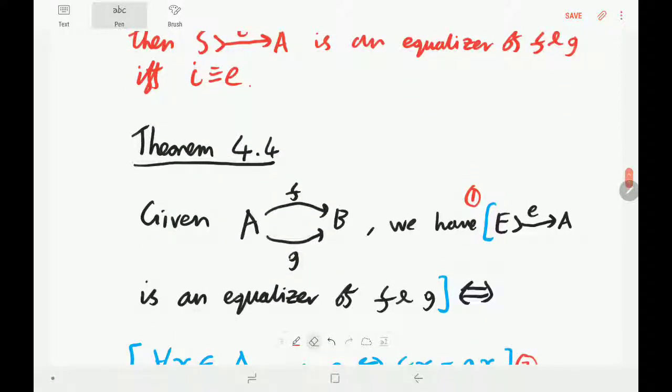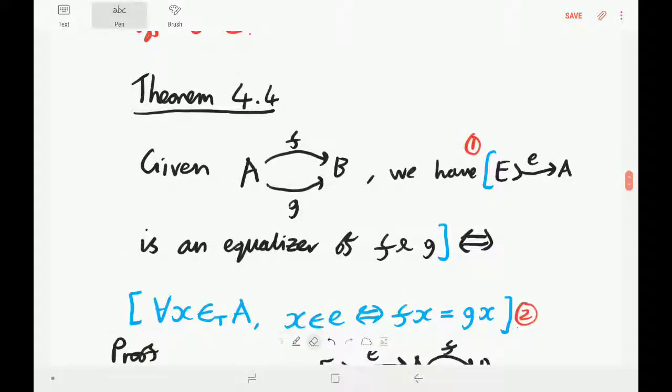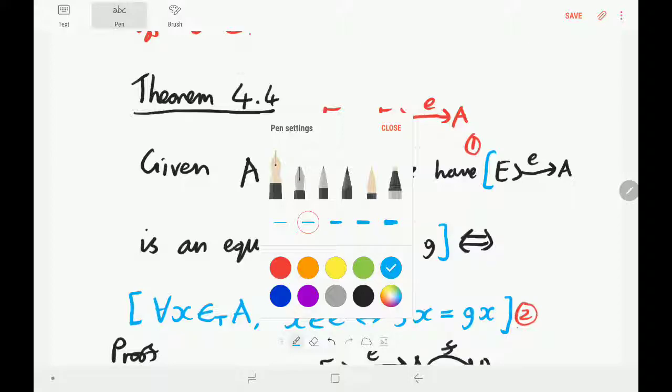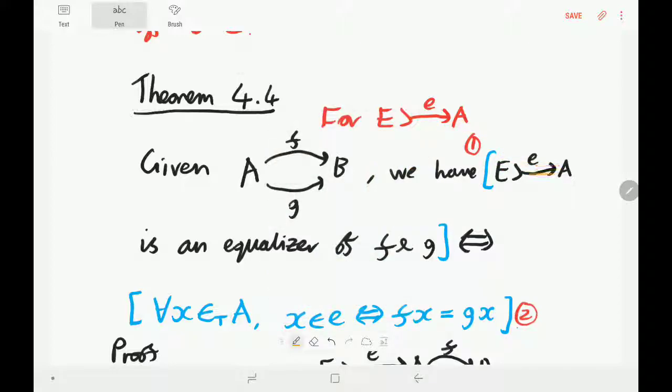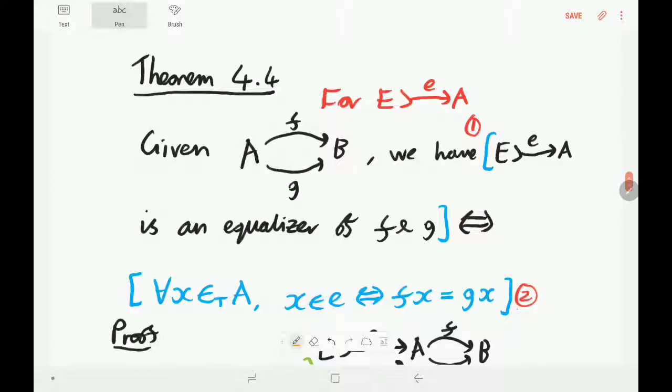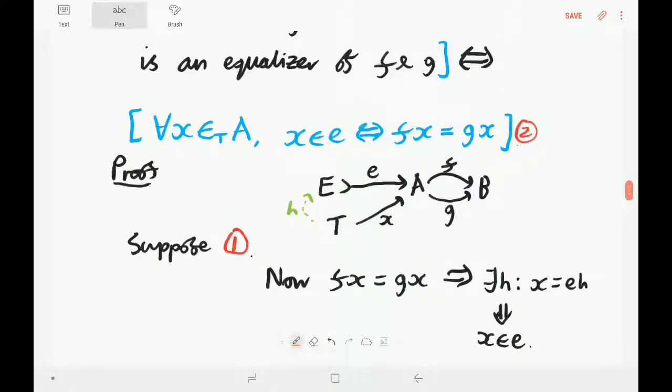Okay, another theorem then. This gives us a very nice characterization of equalizers in terms of generalized elements. So this holds for a monic little e from object capital E to A, and what it says is that E is going to be an equalizer of these parallel arrows F and G if and only if we have this statement holding: X is in E if and only if Fx equals Gx for any arrow X into A. Okay, so let's prove this.